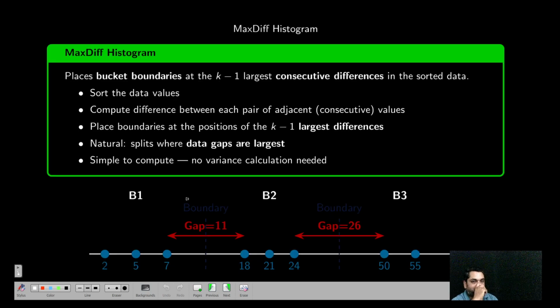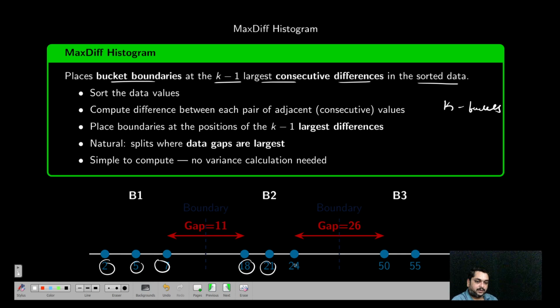The next one is MaxDiff histogram. The concept is very simple. Okay. It places the bucket boundaries at the k minus 1 largest consecutive differences in the sorted data. So if I want to have k buckets or bins, where should I place the boundaries? What it exactly does is very simple. These are the data points I have plotted on the line: 2, 5, 7, 18, 21, 24, 50 and 55. You take the difference between consecutive values.